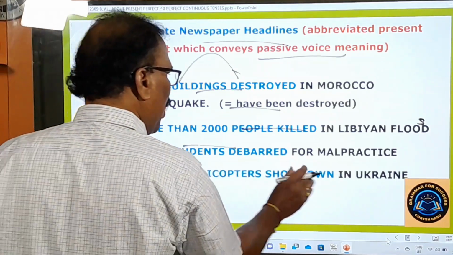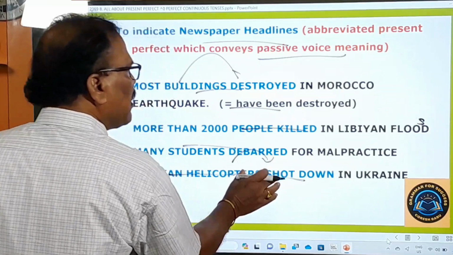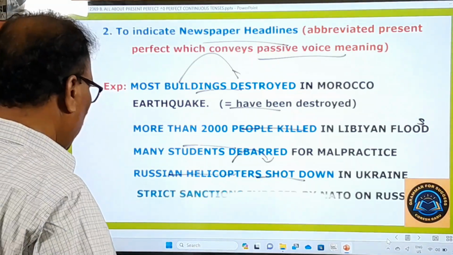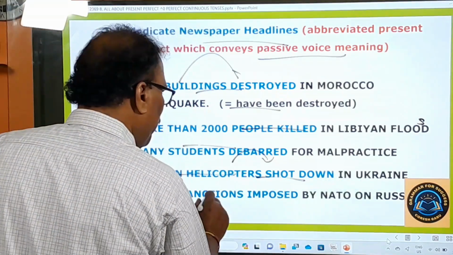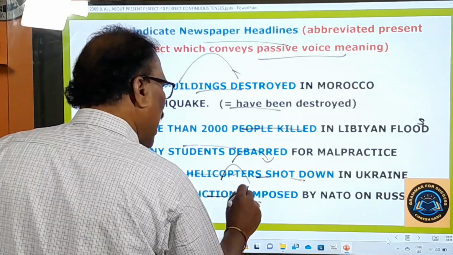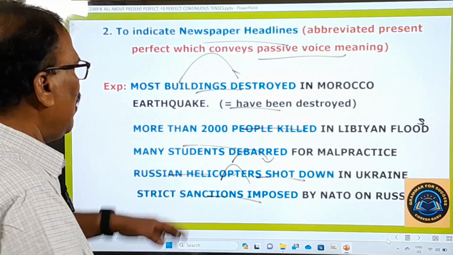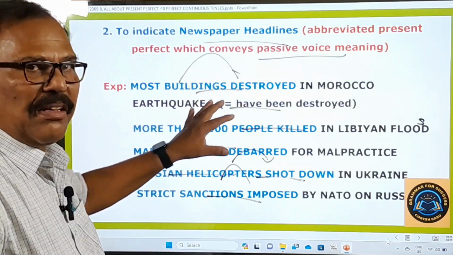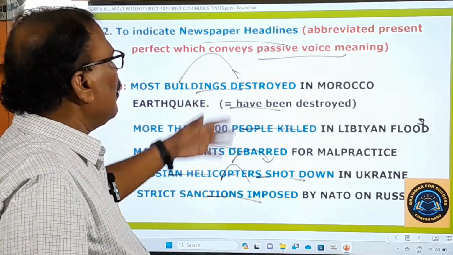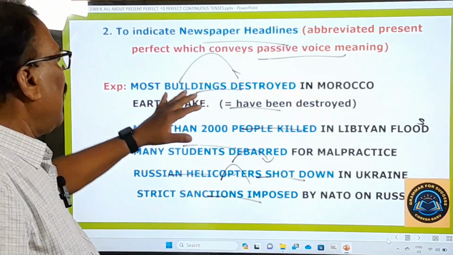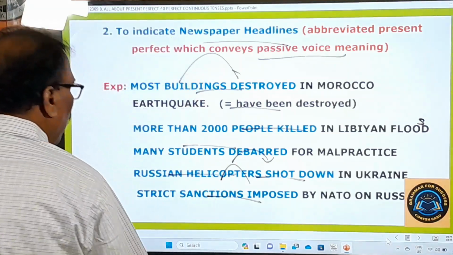Russian helicopters shot down in Ukraine. Russian helicopters shot down means have been shot down. Passive voice, right. And last example here I'm giving you is strict sanctions imposed by NATO on Russia. Sanctions imposed means sanctions have been imposed. So in all these newspaper headlines, present perfect tense is in the shape of an abbreviated form, and it is conveying what? The passive voice meaning. Right, and in this way also the present perfect tense is used, right? And now let's go to the next rule.